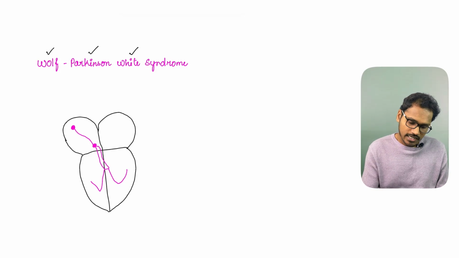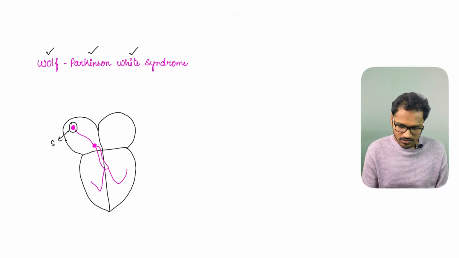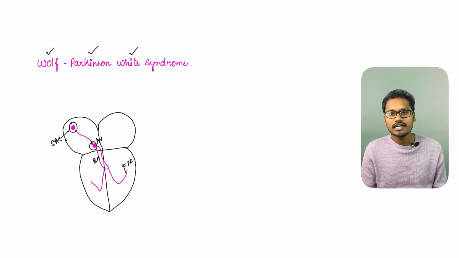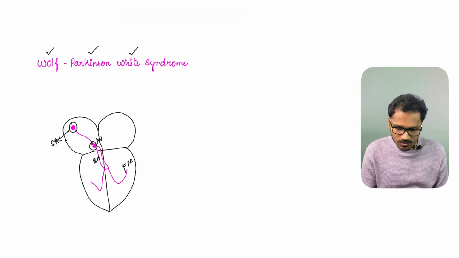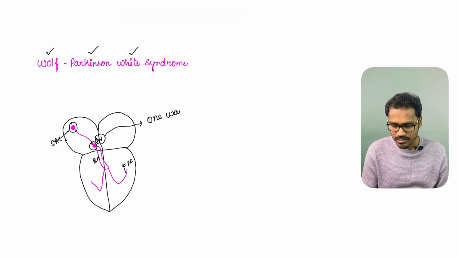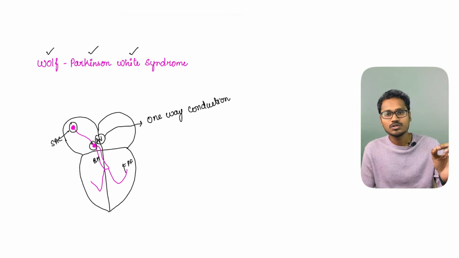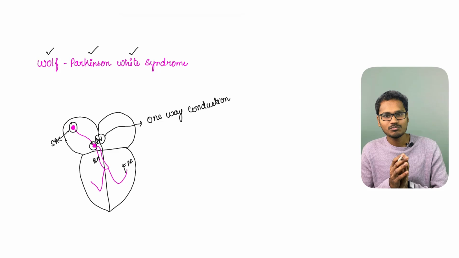All of us know the conduction system, which we have already done. First we have the SA node, then the AV node, then the bundle of His, then the right and left bundle branches, and finally the Purkinje fibers. One classical feature of the AV node is that it acts like a one-way conduction. Whatever impulses have to travel from the SA node to the ventricle will always go through the AV node. And if the AV node does not conduct, it will become a conduction block.